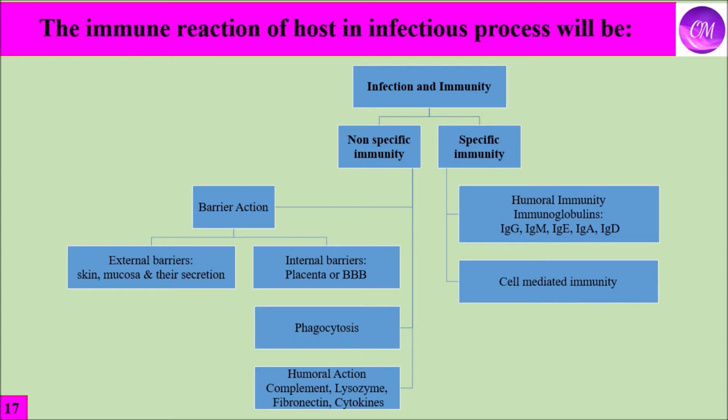immunity, that we have non-specific immunity and specific immunity. Non-specific immunity includes barrier action, such as the external barriers: the skin, mucosa, and ear secretion, and internal barriers: the placenta or blood-brain barrier, phagocytosis, and some humoral action: complement, lysozyme, fibronectin, and cytokines. And the specific immunity, which we'll discuss later in the general pathology course, includes humoral immunity, immunoglobulins, and cell-mediated immunity.